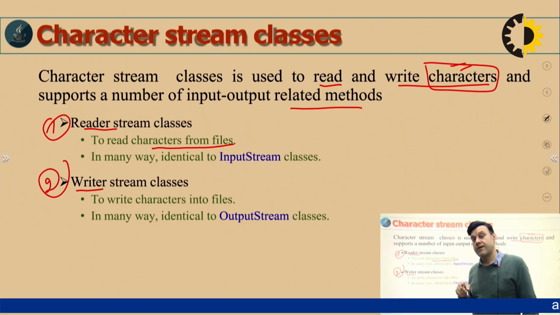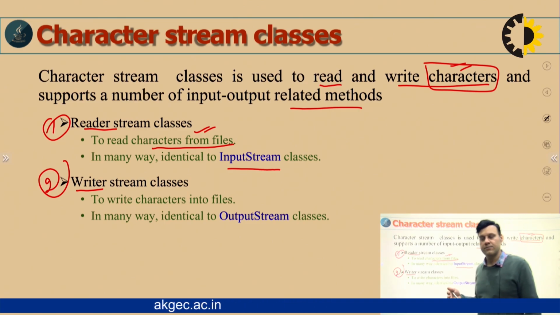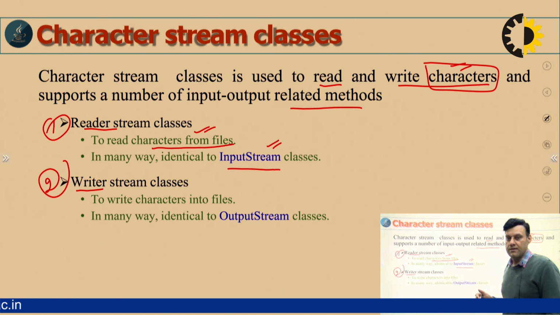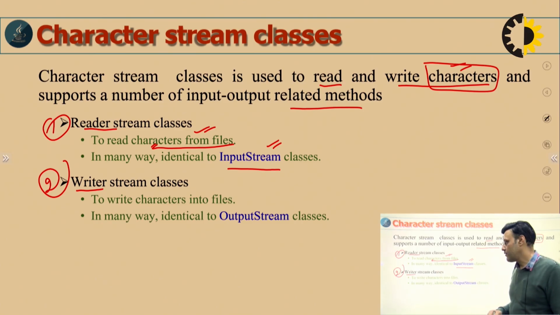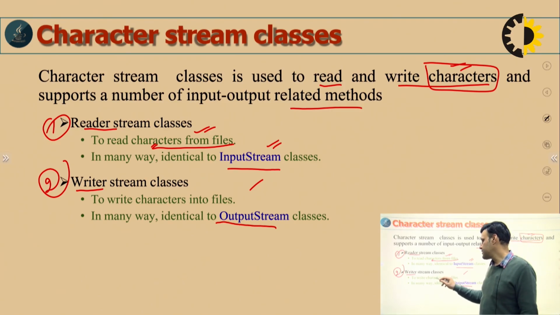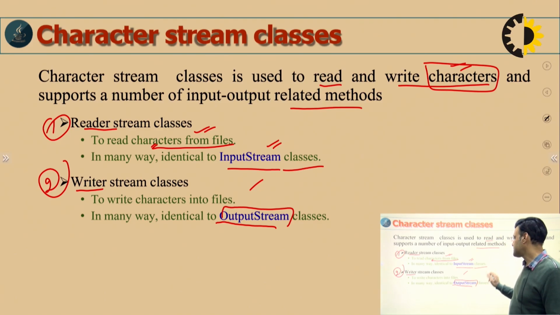There we are not using a file, we are using a stream, for reading the stream. But here we are reading a character from a file. In many ways it is identical to the input stream classes, but that operation is performed on bytes. Here it is character by character. Writer stream class writes characters into files, and similarly it is very similar to the output stream class.